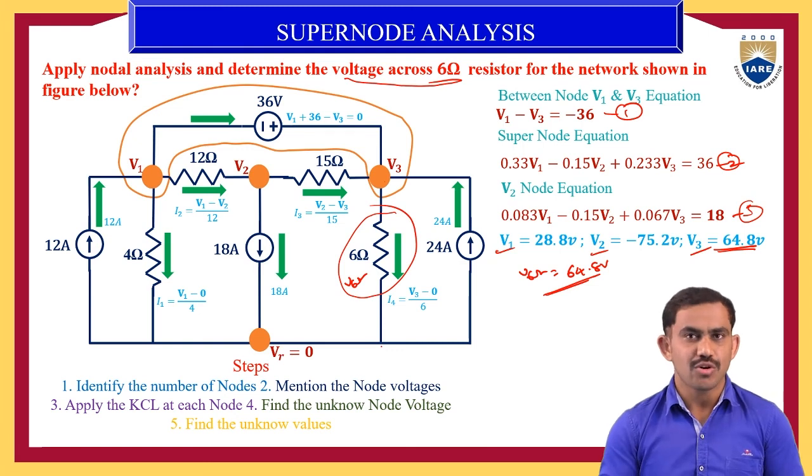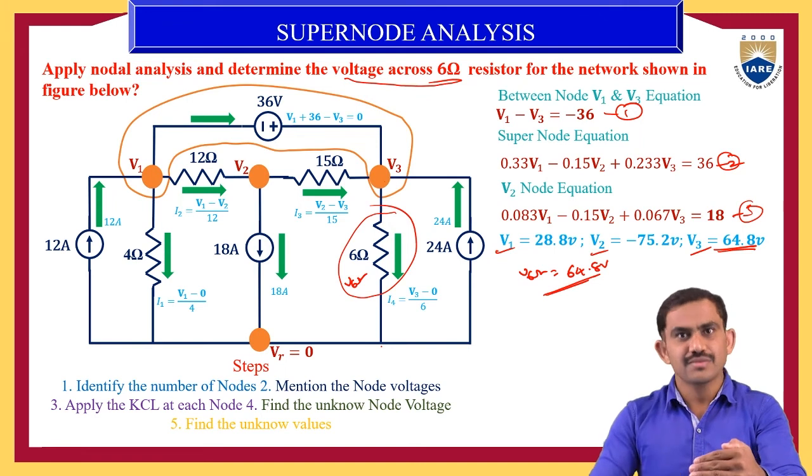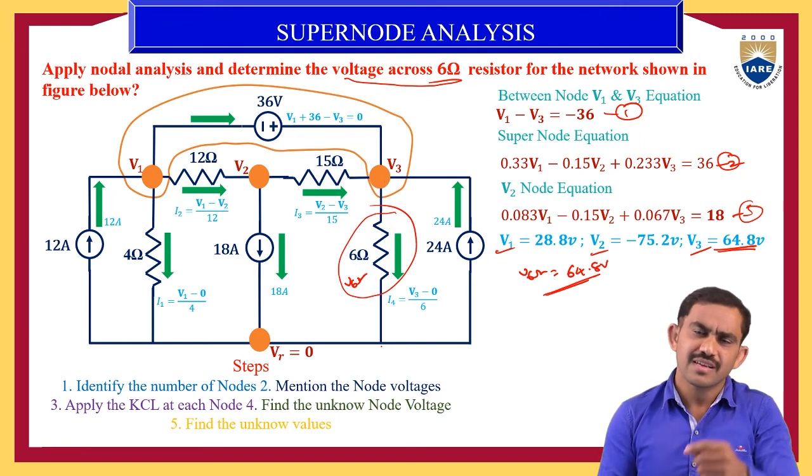Here I want the 6 ohms, so I required the potential difference across the 6 ohms. Potential difference means V3 minus VR. VR is 0. So the V3 value is your V6 value.